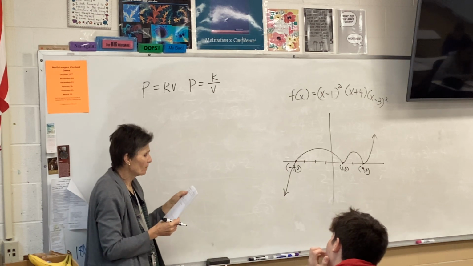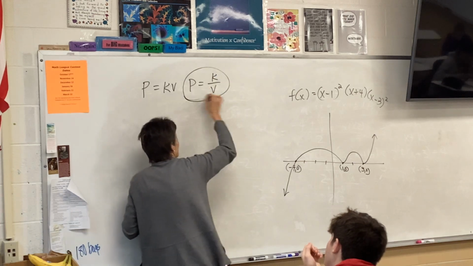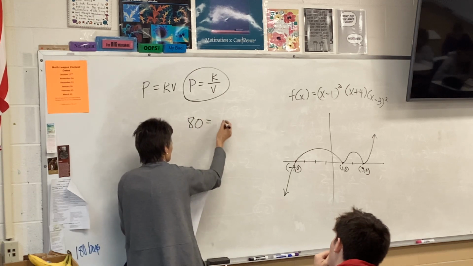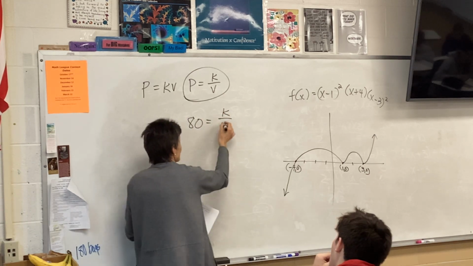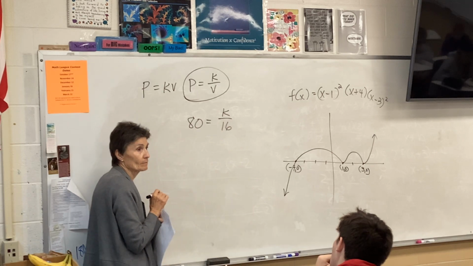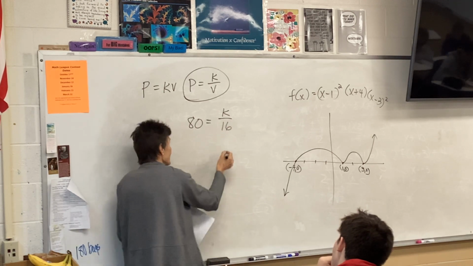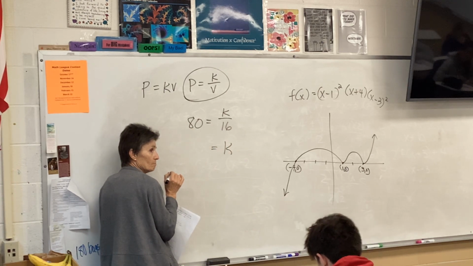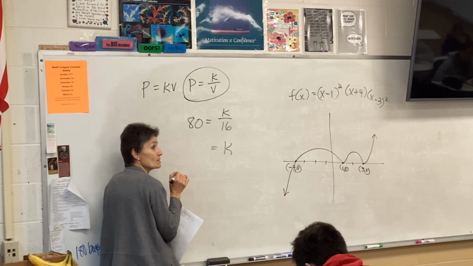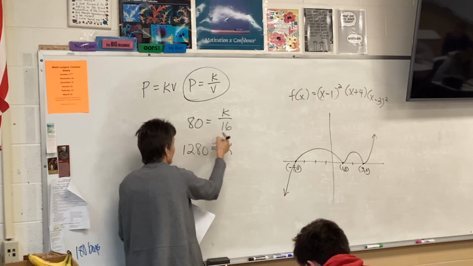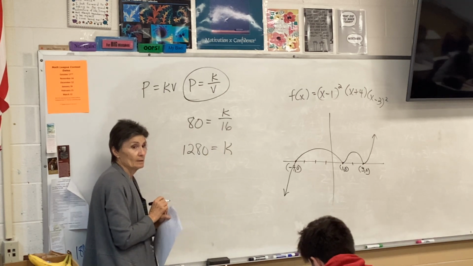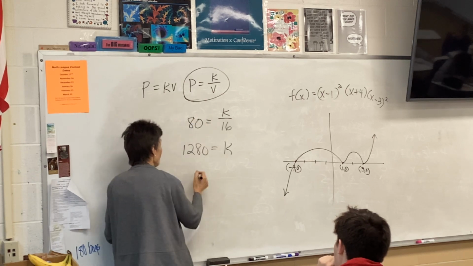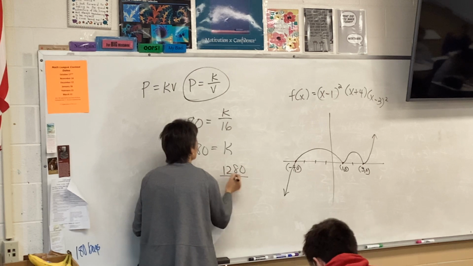So which is it in this problem? K over V. It's this one because that's inverse. So the pressure is 80 and the volume is 16. So we can figure out then that K equals what, with 80 times 16? 1,280. Okay, on my calculator, just solving for K. Now, that means that K is 1280. So in my formula, K is 1280.